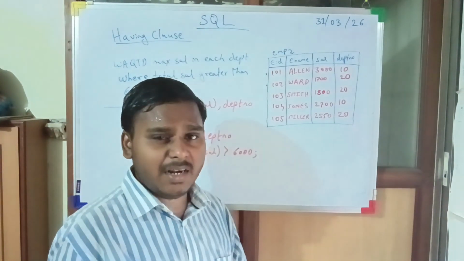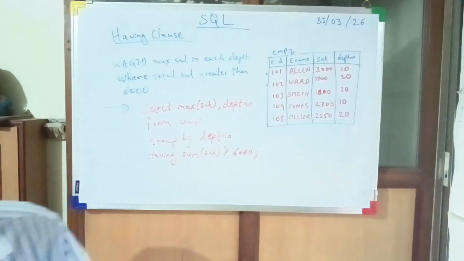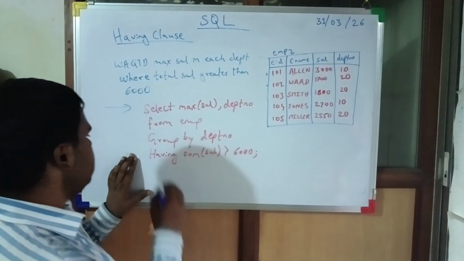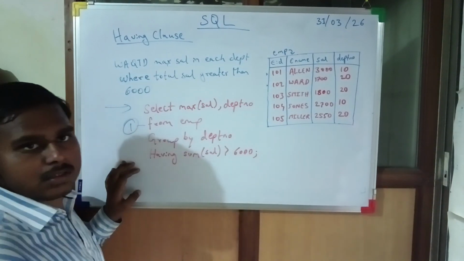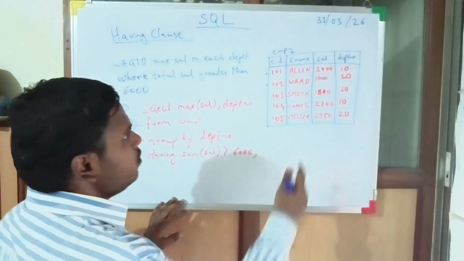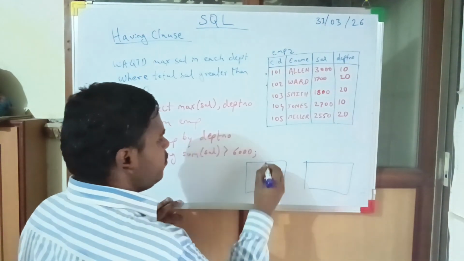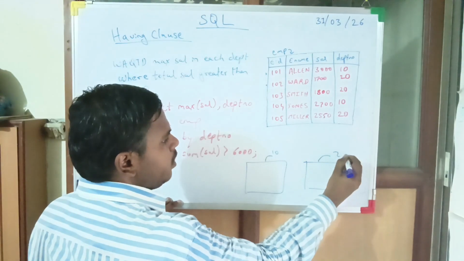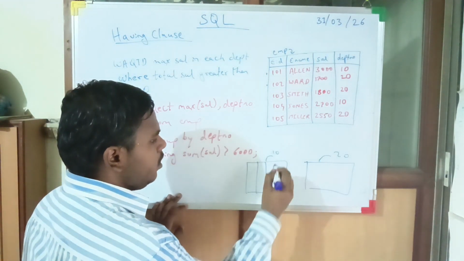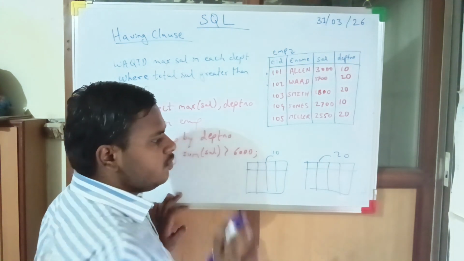Now a question will come to your mind, sir, I am not getting it. So what you are not getting, let's try to understand it. What the query is saying: the from clause will execute first. After that, the group by clause will execute. Group by clause will create the groups. So two groups will be created, one for department 10 and one for department 20, where all the records will be there.